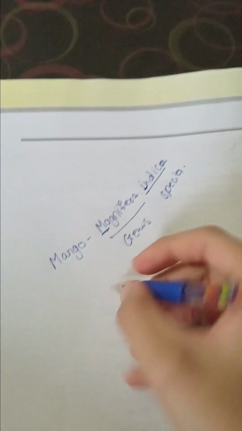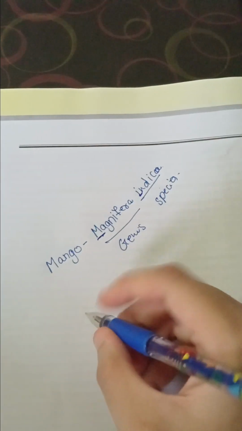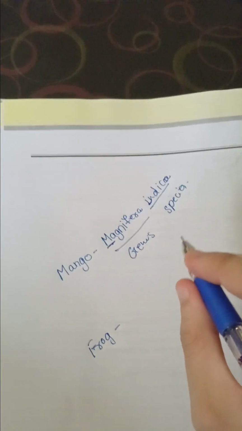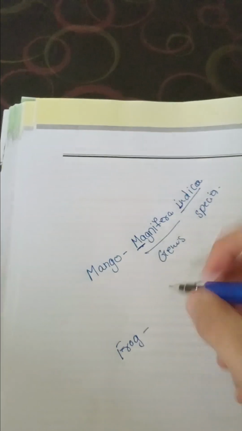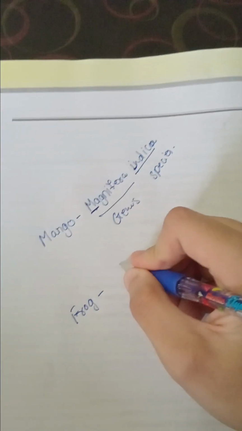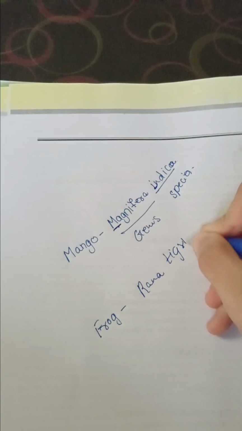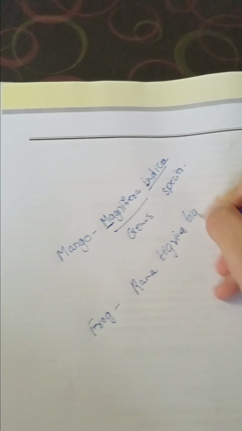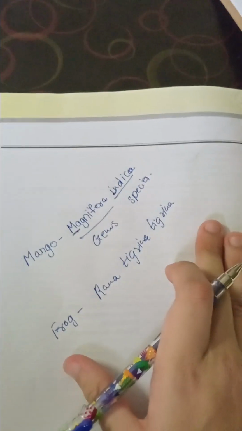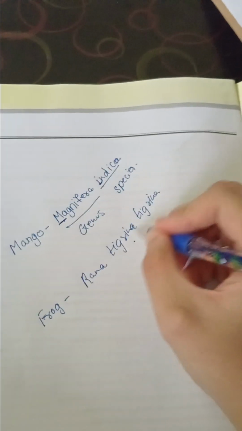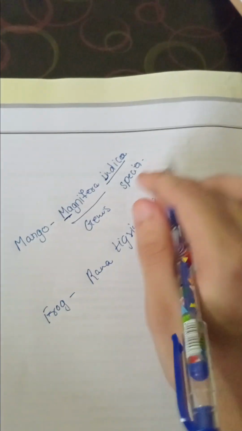If we talk about subspecies, that is trinomial nomenclature, then we can take the example of a frog. It's not related to botany. Frog comes under zoology, but as an example, you can take frog. So the frog's scientific name is Rana tigrina tigrina. Tigrina comes two times in a few animals or species, where the species and subspecies names are the same.